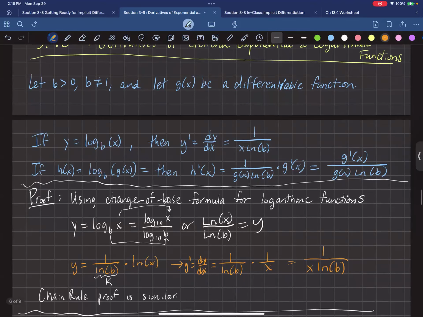The chain rule proof is similar. If you want to do the proof of it, go ahead and work it out doing the same things we did here. You would get a g of x in here, and then you have to take the derivative of that.